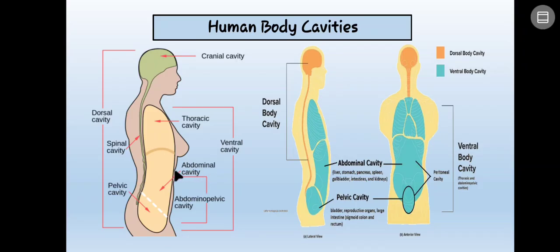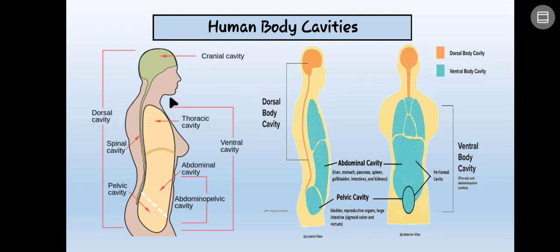The abdominal cavity is also part of the abdominopelvic cavity. The thoracic cavity plus the abdominopelvic cavity all form part of the ventral cavity. So the ventral cavity is very broad, and within the ventral cavity we have the thoracic cavity and then the abdominopelvic cavity. And under the abdominopelvic cavity, we have the abdominal cavity and then the pelvic cavity.